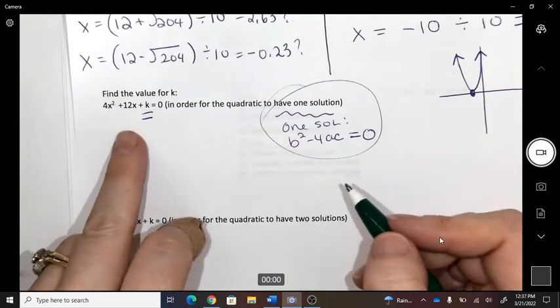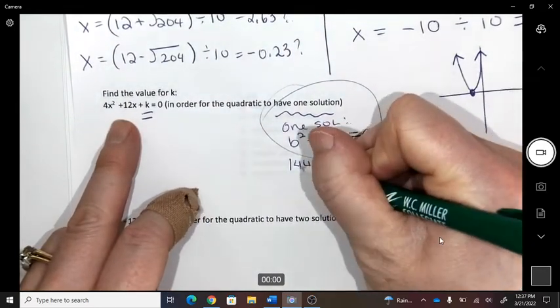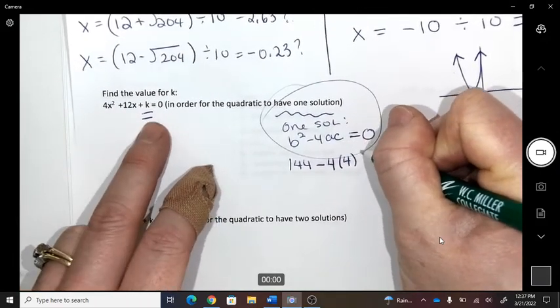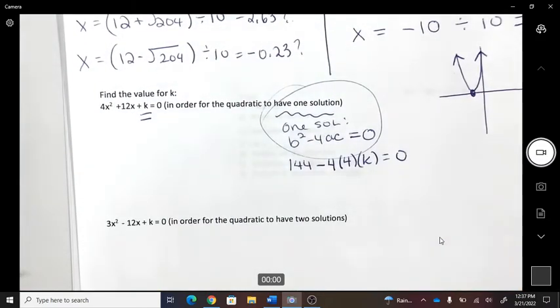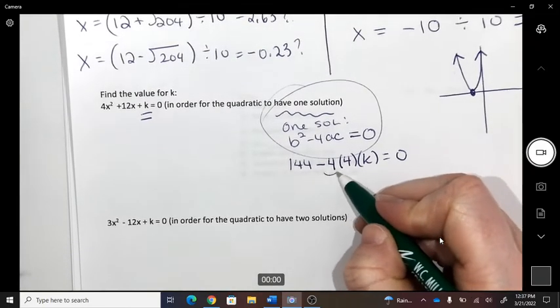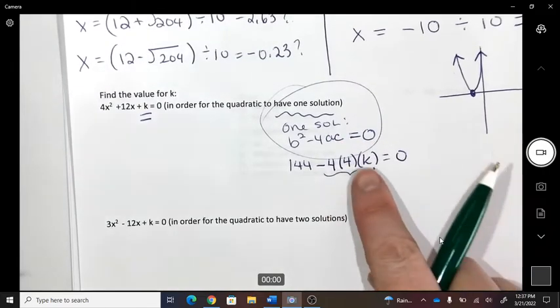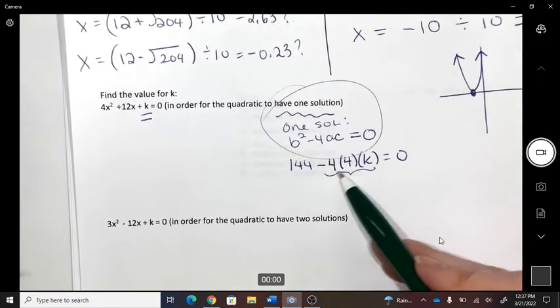Okay, so b squared is 144. Subtract 4 times 4 times k, because I don't know the c, right? The c is the thing I'm trying to figure out. Okay, this is the part that seems to catch people. How could I rewrite this term? Because this is all glued together. Can you make it look nicer somehow?